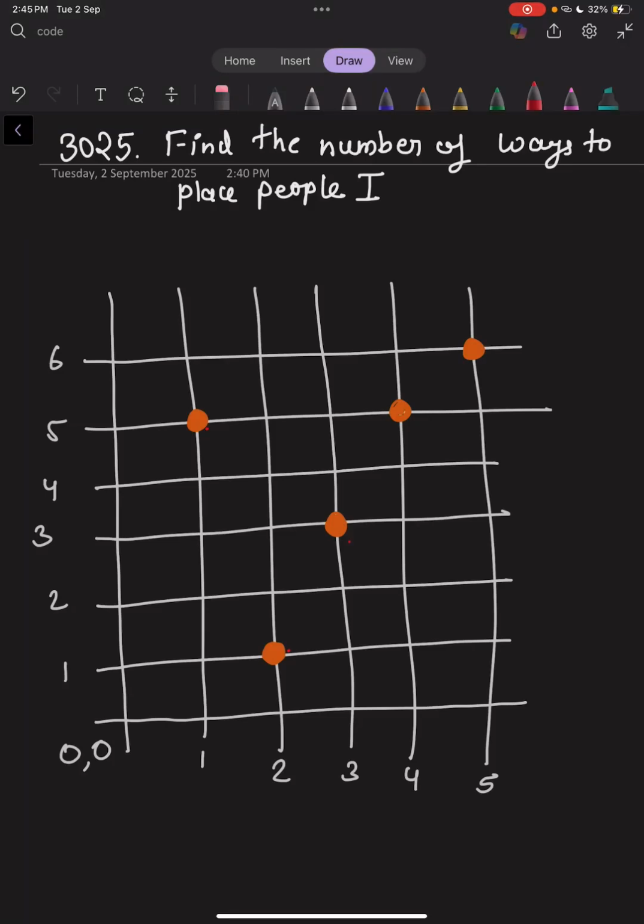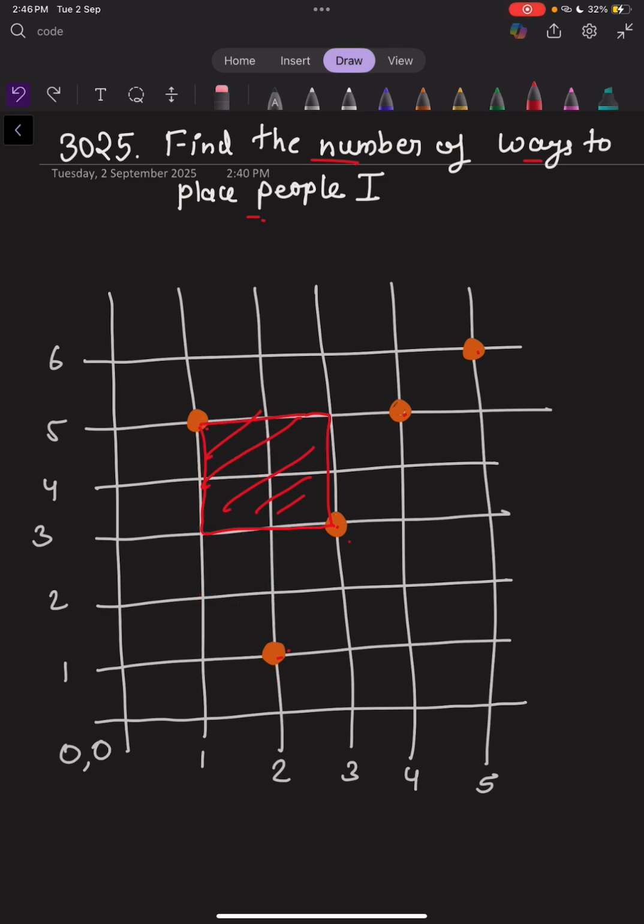In this question, we want to find the number of ways to place people. Here, we are given a 2D plane where some coordinates are given. Now, we need to find a pair such that they are forming a rectangle. For example, this is forming a rectangle. This one is also forming a rectangle.